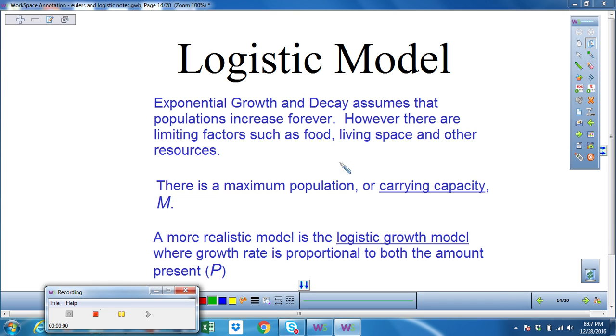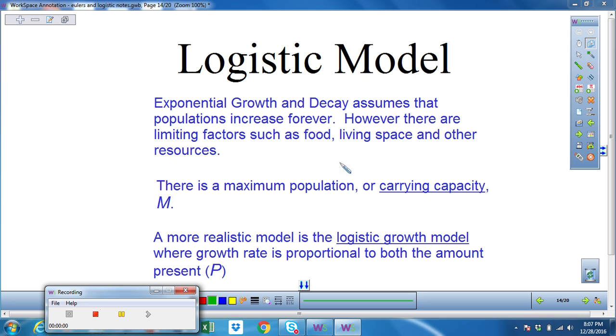Okay, in this video we're going to continue looking at, or begin looking at, logistic models. Now, in the exponential growth and decay model, it assumes that the population increases forever. But, of course, this is not possible because there are limiting factors such as food, living spaces, and other resources that a town or a city cannot continue to grow without bounds. Generally, the population is capped, and we call that the carrying capacity.